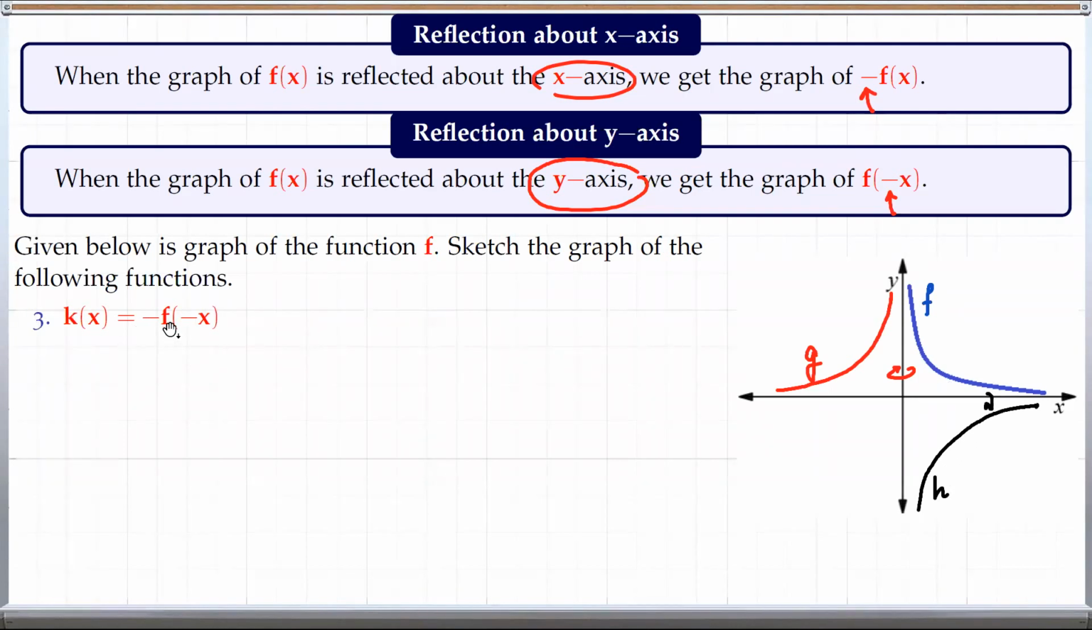Function k is negative f of negative x. So we need to do both reflection about y-axis and then reflection about x-axis. So this says reflection about y-axis, and this one says reflection about x-axis. So when you do reflection about y-axis for f, we get function g, what we have here. Now we want to take that and reflect about x-axis to get function k. So function k will look like this one. This is the graph of function k.